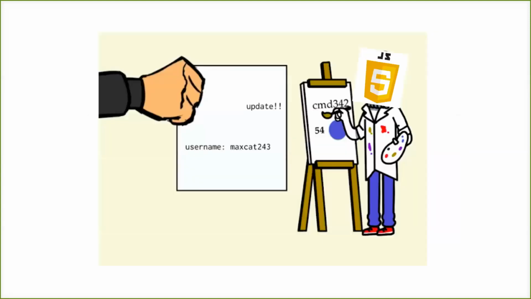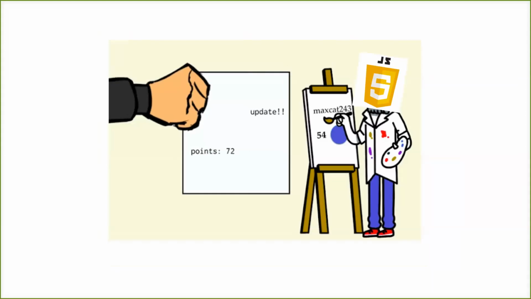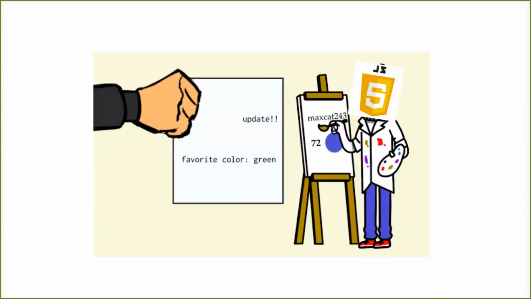So the scenario is something like this. You have a rendered web page on the screen right now, and there comes an update that says please update the username to maxcat243. Now, as I said, HTML is not taking responsibility for this. JavaScript will have to make those changes. So it says update the username. He does that. And after some time, another update comes. It's like, okay, now update the points from 54 to 72. JavaScript is like, okay, I'll do that. And the last is change the color from blue to green.